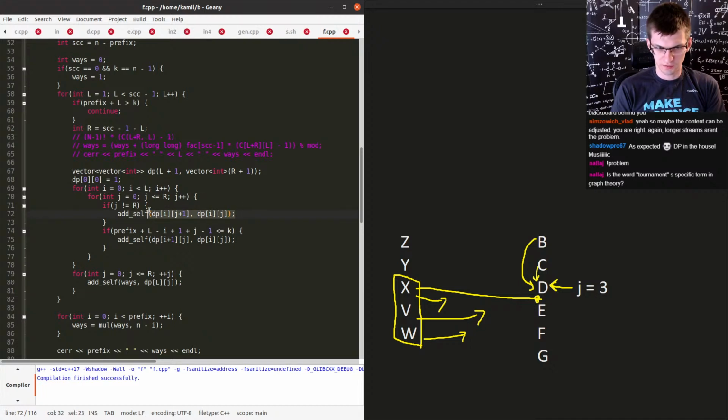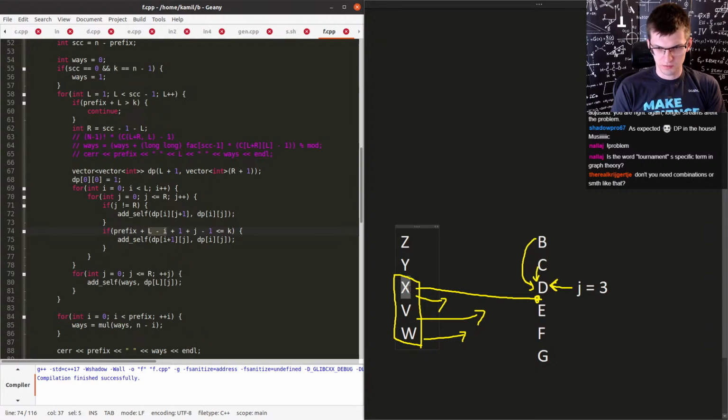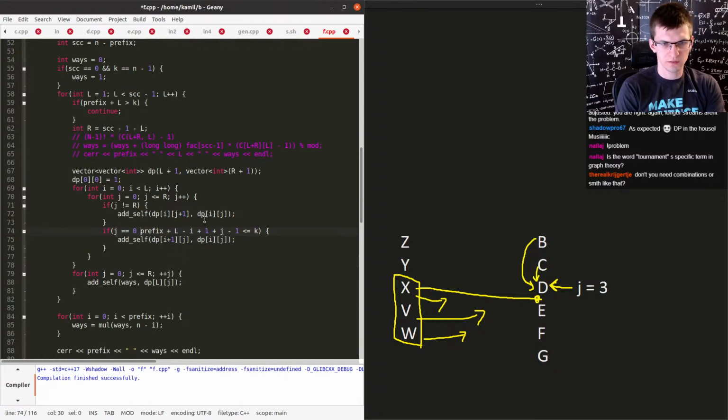Here I'm not checking anything. That's right. Then prefix plus L minus I. For example, here I is 2, L is 5, so I'm taking 3. Because X will have green there, V will have green here as well, W same. I shouldn't check this if J is 0 though. I don't know if that matters.